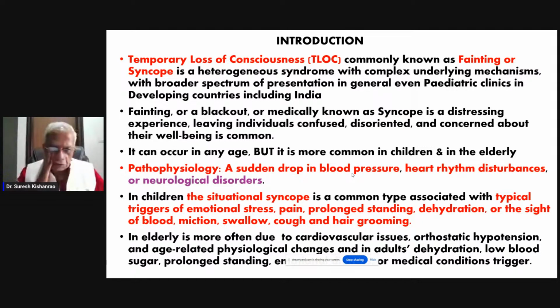TLOC occurs at any age, but it's more common in children and in the elderly. Basic pathophysiology includes a sudden drop in blood pressure, heart rhythm disturbances, or neurological disorders. In children, situational syncope is common, with typical triggers of emotional stress, pain, prolonged standing, dehydration, the sight of blood, or while swallowing, coughing, or even hair grooming. In the elderly, it is more often due to cardiovascular issues or orthostatic hypotension, that is postural hypotension, and other age-related physiological changes.